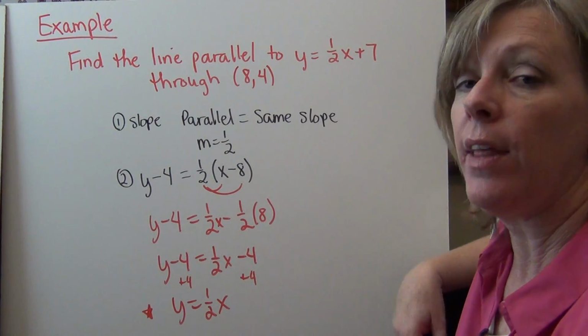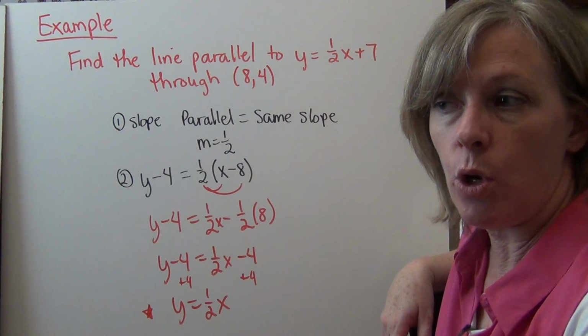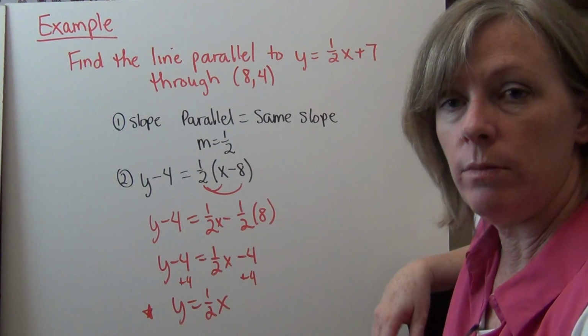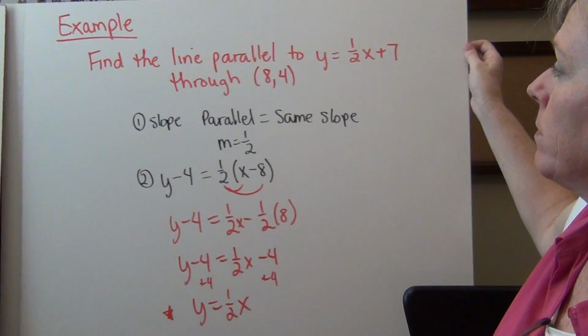There's no intercept here. That tells me the intercept is 0, so it goes through 0, 0.